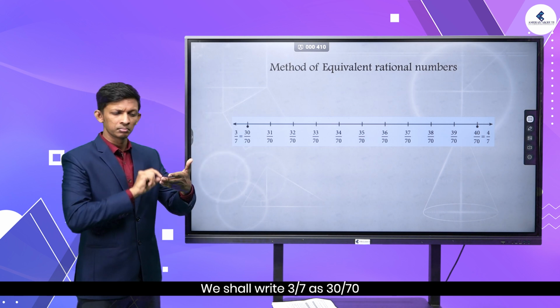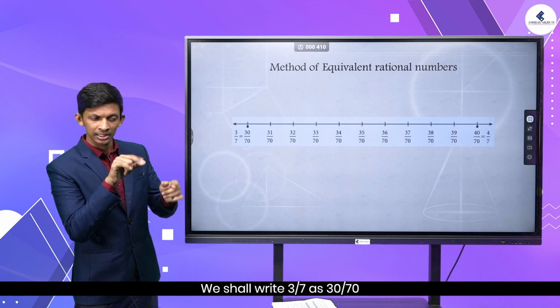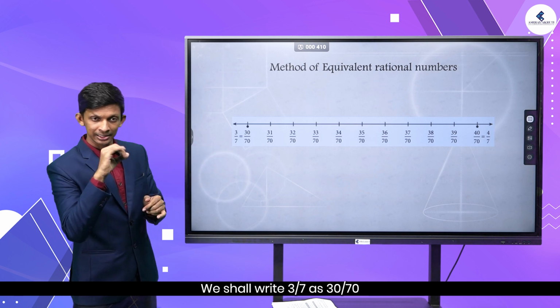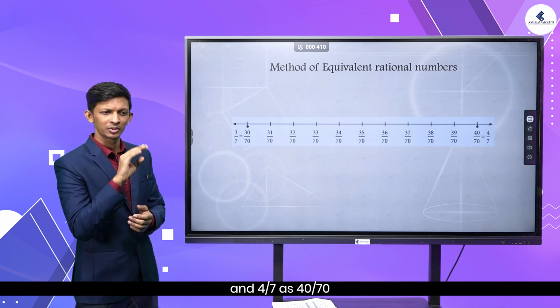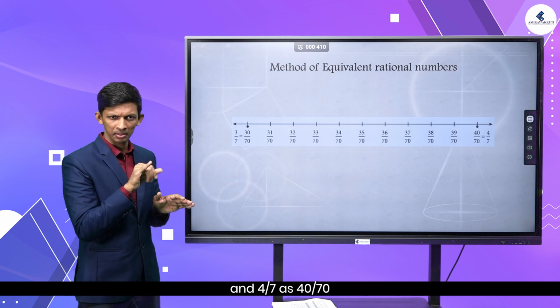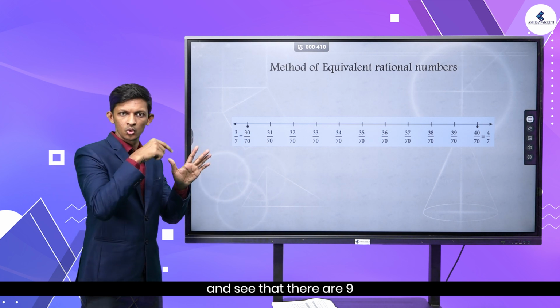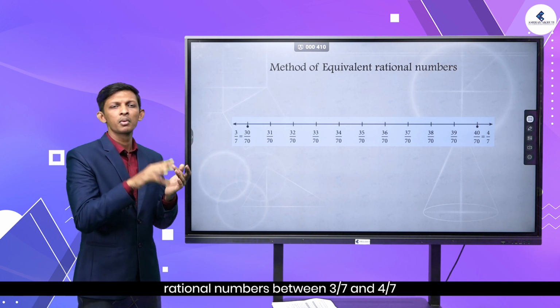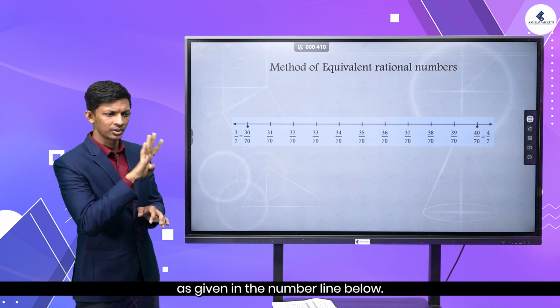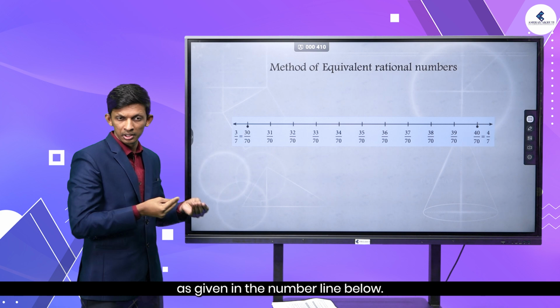We shall write 3 by 7 as 30 by 70 and 4 by 7 as 40 by 70. And see that there are 9 rational numbers between 3 by 7 and 4 by 7 as given in the number line below.